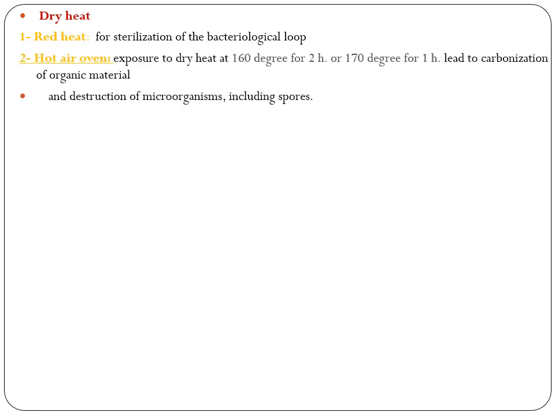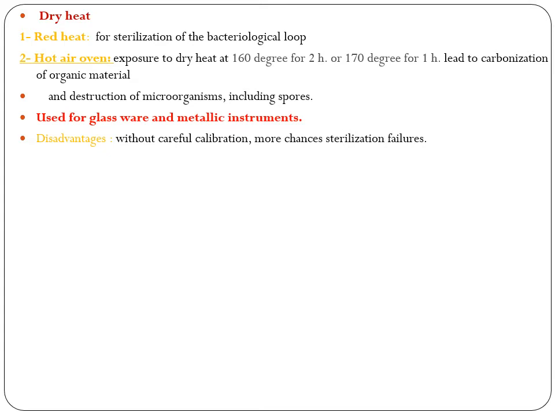We know that red heat is used for sterilization of bacteriological loops and simple materials. The hot air oven can provide 160 degrees centigrade for 1 hour or for 2 hours, and 170 degrees centigrade for 1 hour, which leads to the carbonization of organic materials and destruction of microorganisms, including spores. Dry heat is used for the sterilization of glassware and metallic instruments.